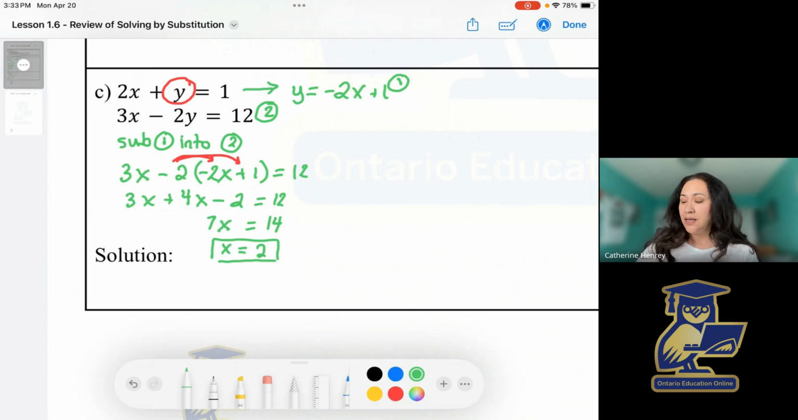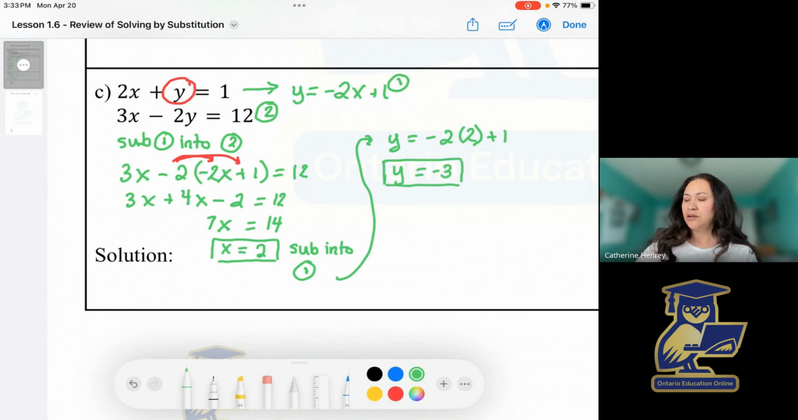And what am I going to do with that? I'm going to sub this into equation 1. So y is equal to negative 2, and I'm going to sub my value of 2 in there, plus 1. y is equal to negative 2 times 2, which is negative 4, plus 1, negative 3. So the solution for this set of linear equations is going to be 2, negative 3.